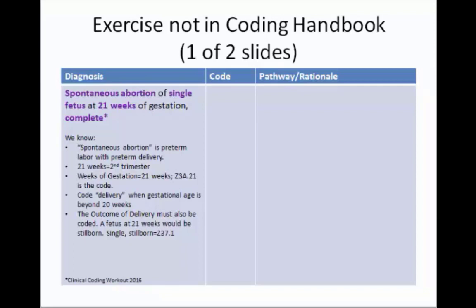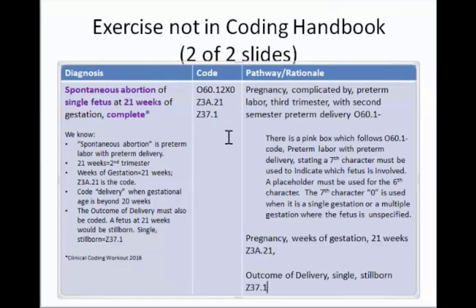And the outcome of delivery, we have to code it, but you notice it didn't tell us live born or not, but obviously at 21 weeks a fetus can't survive. So a fetus at 21 weeks would be stillborn. So that's how you get that Z37.1 code. So here is the pathway for the preterm labor with delivery, the weeks of gestation, and the outcome.